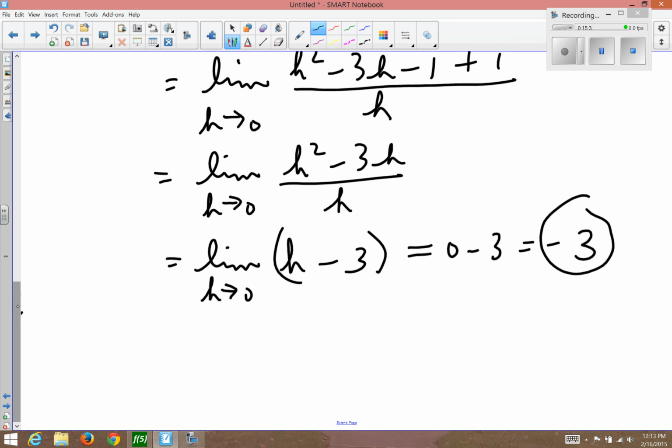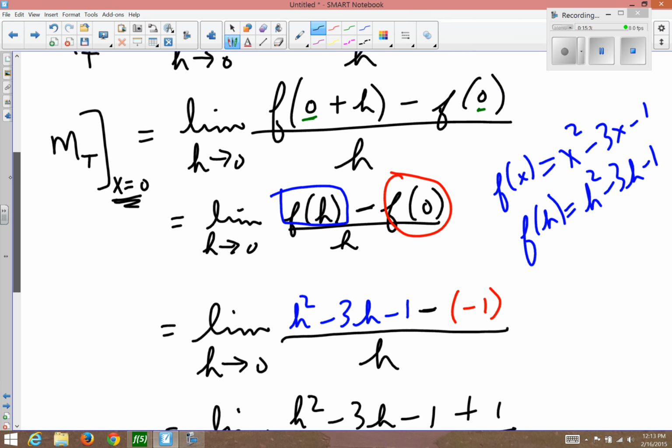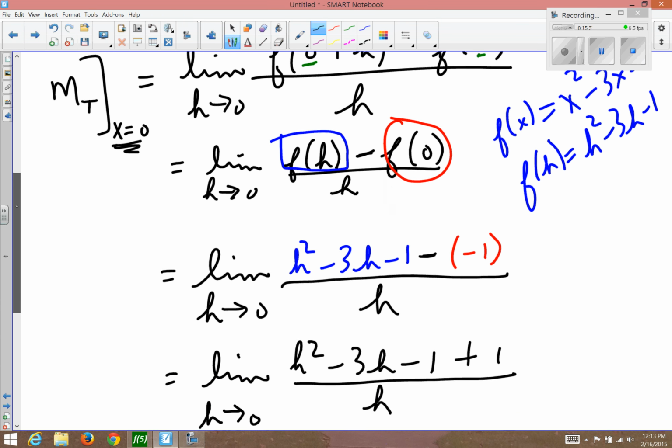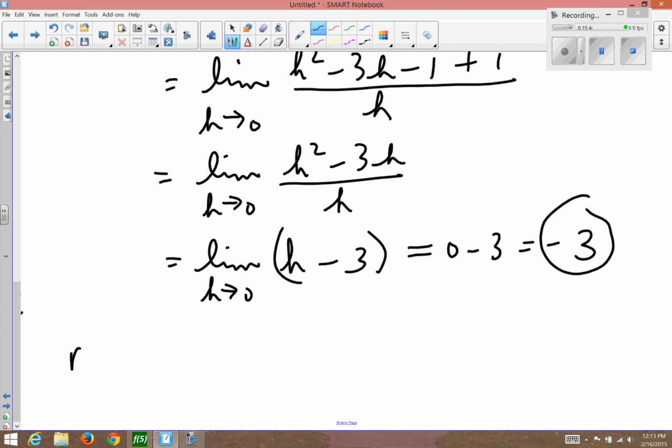So what we just calculated at the very beginning here, m subscript t at x equals 0, you could say that's the slope of the tangent line to the curve at x equals 0. So that's the answer to part A.